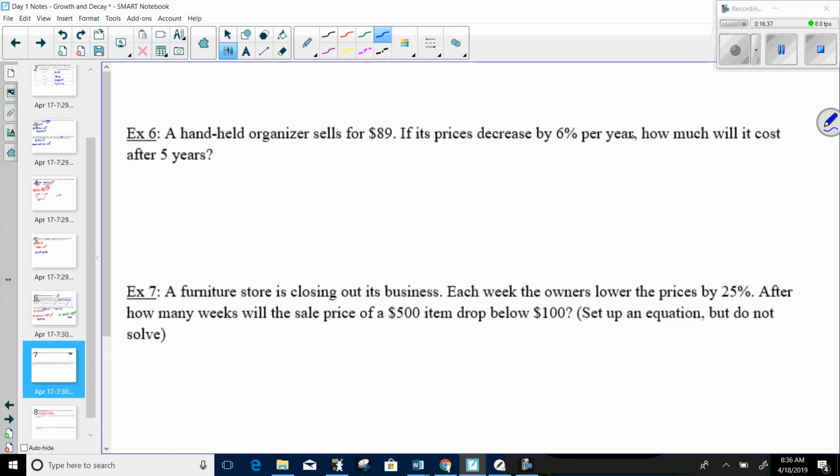Okay, it says a handheld organizer sells for $89. If the price decreases by 6% per year, how much will it cost after 5 years? That would be a decay model. A equals P parentheses 1 minus R raised to the T. Plug your numbers in. $89 parentheses 1 minus 0.06 raised to the 5. Plug it into your calculator and see what happens.